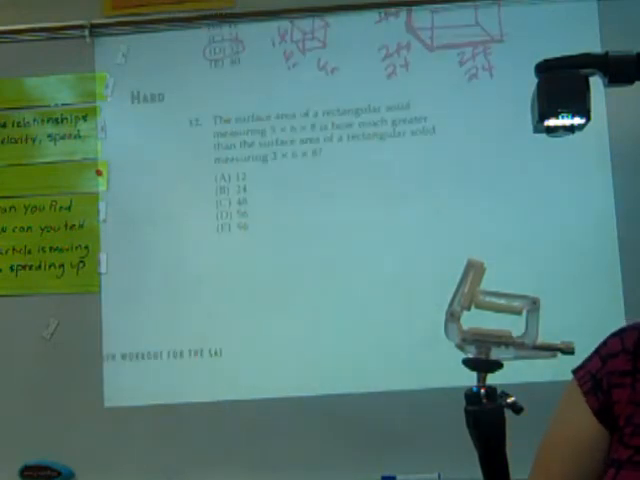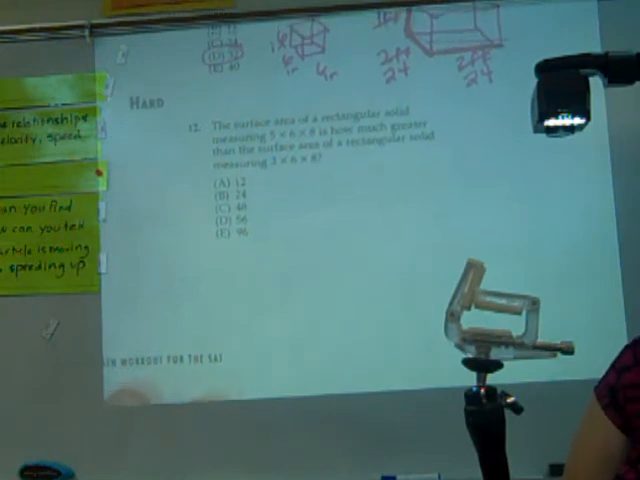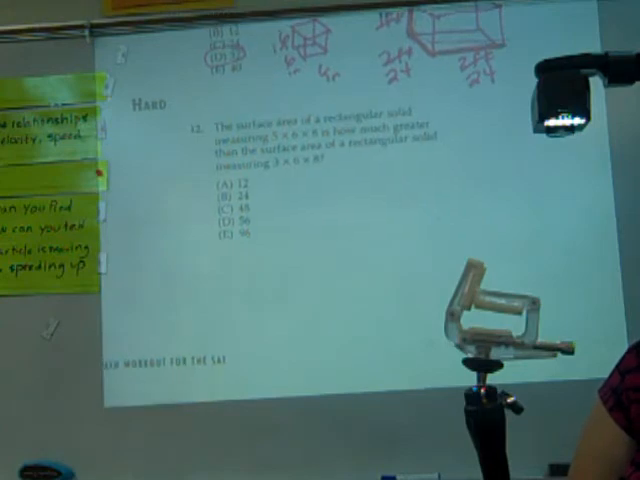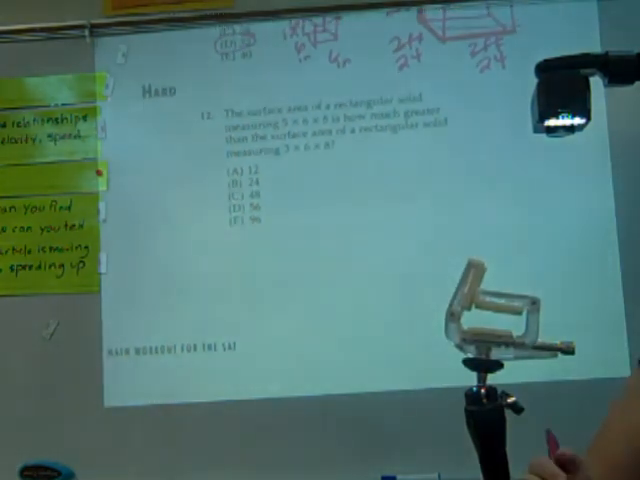Okay, the surface area of a rectangular solid measuring 5 by 6 by 8 is how much greater? And really they should say how many times greater. No, maybe it is how much greater. How much greater than the surface area of a rectangular solid measuring 3 by 6 by 8. So I think all you have to do here is find the surface areas.